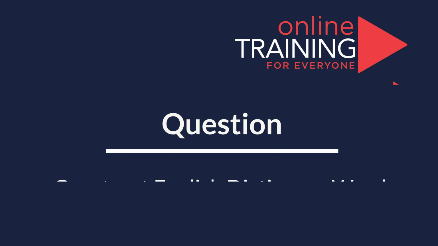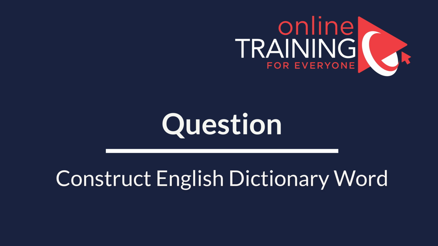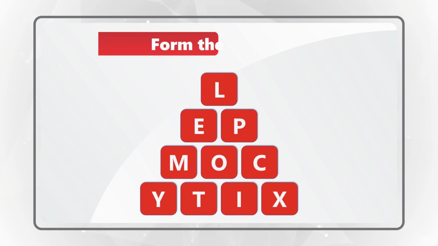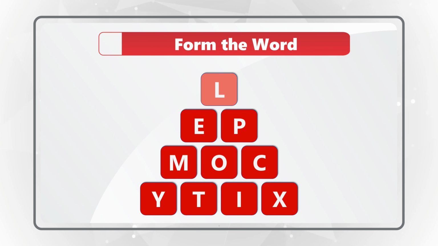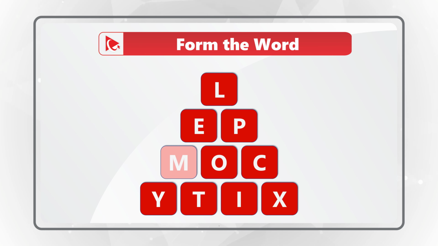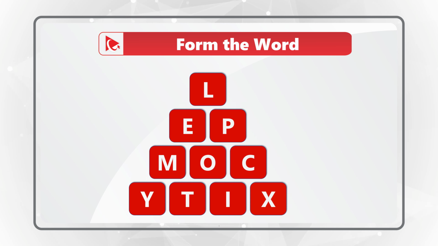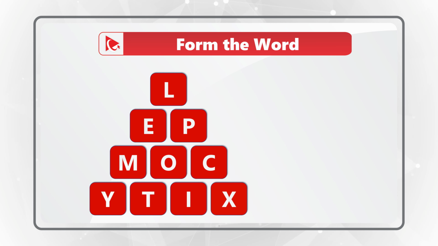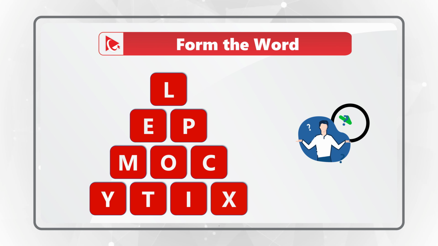Here's an amazing question where you need to form the word from the English dictionary using 10 letters. And the condition is that you need to use all the letters only once. The letters are L, E, P, M, O, C, Y, T, I, X. Give yourself a little bit of time, maybe pause this video to see if you can come up with the solution. I'm gonna give you a quick hint.